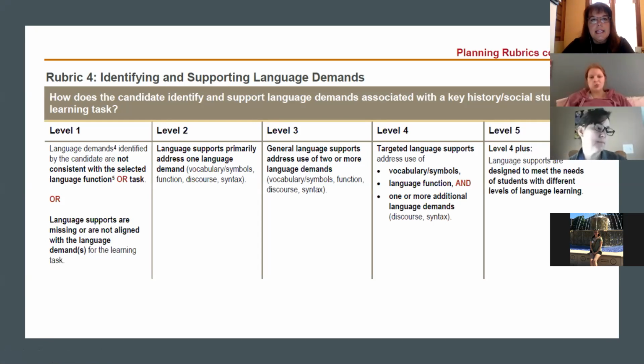So the last thing, there's 2 more rubrics I'm going to talk about. I'm going to talk about rubric 4, and I'm going to talk about rubric 5. So rubric 4 is one place that I feel students get pretty stressed out. And that's because it starts talking about this language demand, right? So how does the candidate identify and support language demands associated with a key history, social studies, or learning task? And I'm going to go through some things to help you understand this.